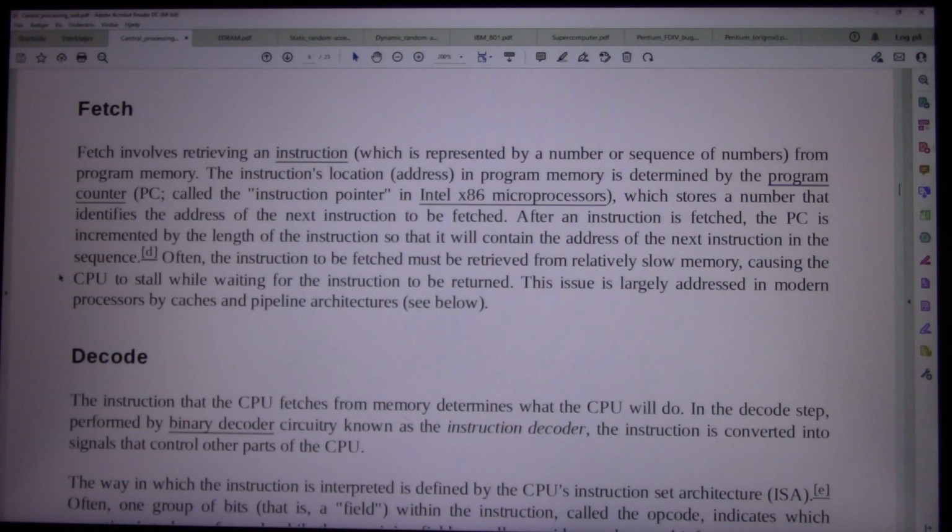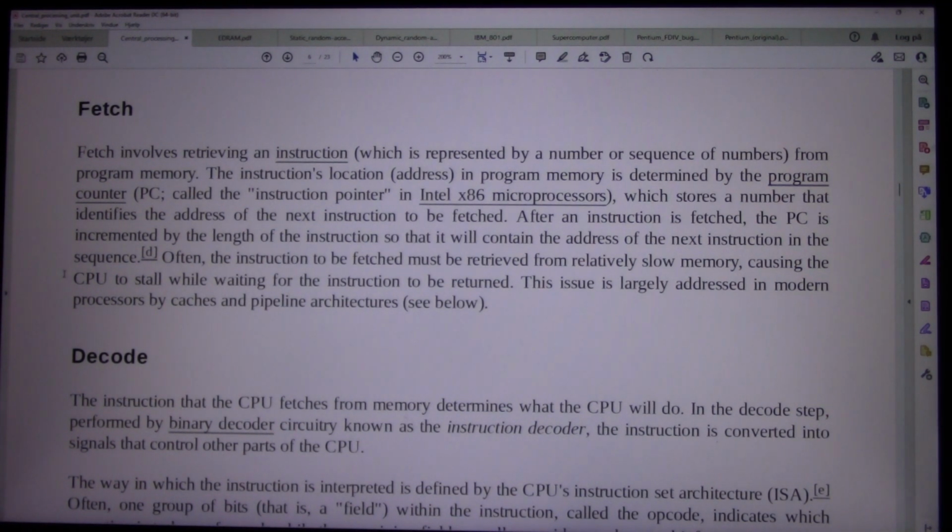Often, the instruction to be fetched must be retrieved from relatively slow memory, causing the CPU to stall while waiting for the instruction to be returned. This issue is largely addressed in modern processors by caches and pipeline architectures. See below.